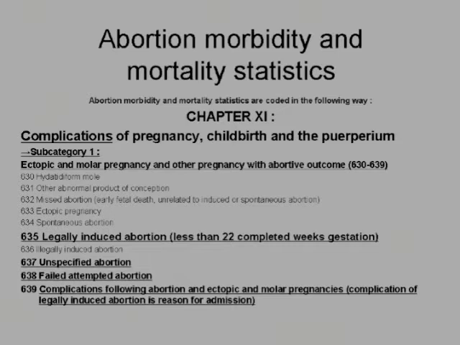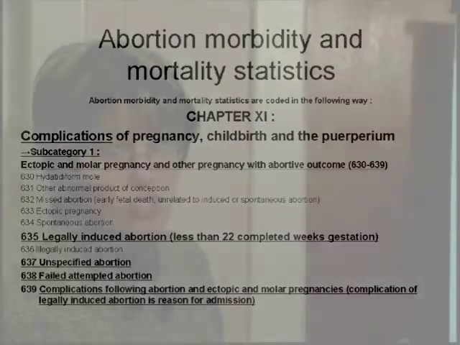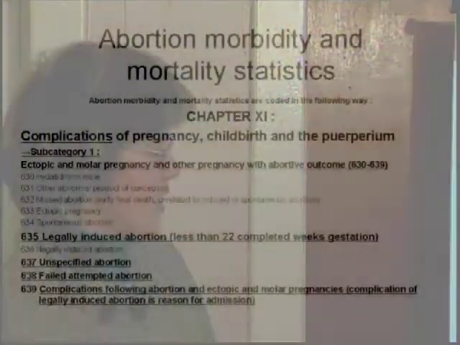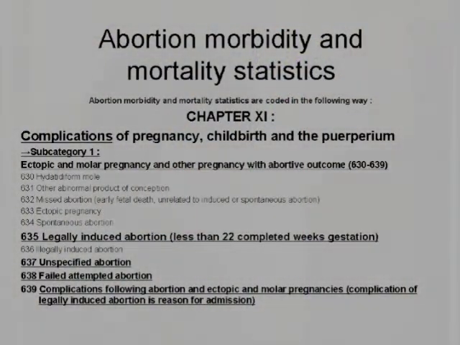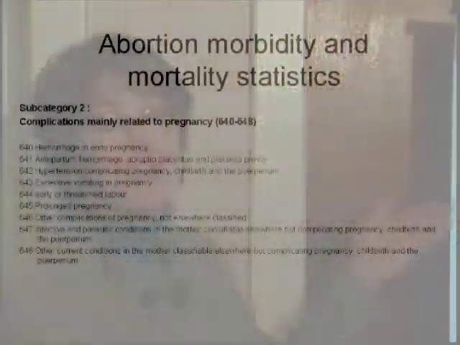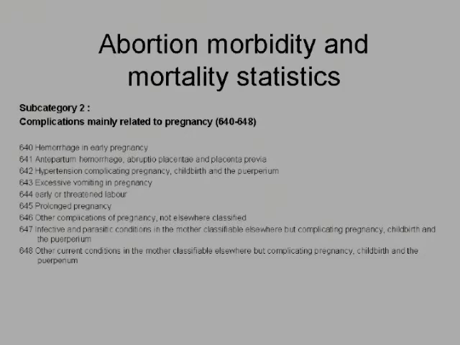For all the other categories, for 635, the reason for admission was not a complication of abortion. It was for the abortion, but the abortion was complicated with immediate complications. So 639 is a totally different hospitalization due to a complication of abortion. Now, subcategory 2, you have complications mainly related to pregnancy, so you have codes 640 to 648. All of these you can read in your spare time.